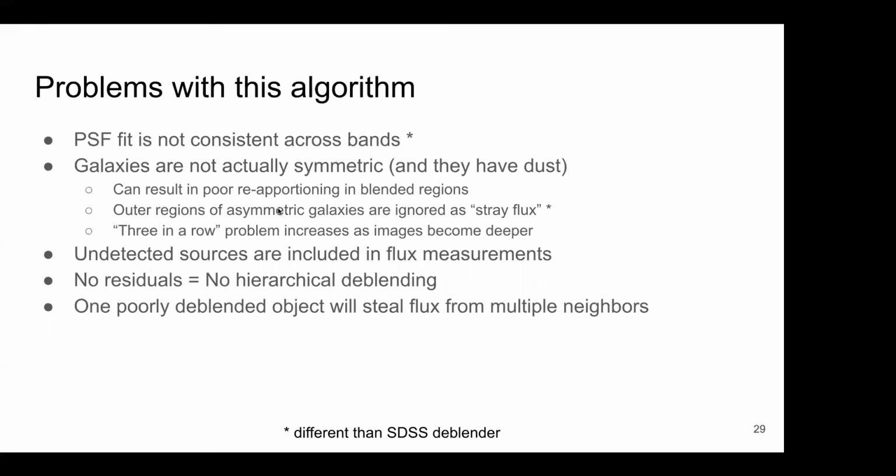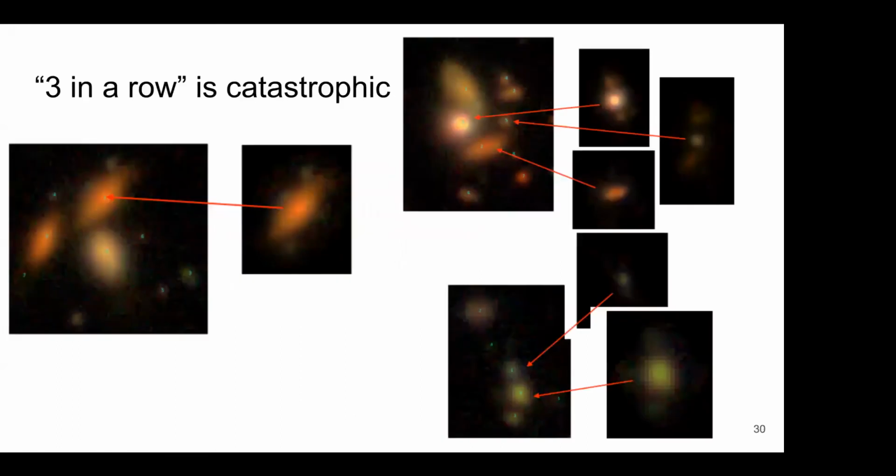And one poorly deblended object will steal flux from multiple neighbors. Here are a few examples of that, where you have one object that has galaxies on both sides. Now it's stealing light from both of those, but that means all of those sources also aren't including all the flux that they should, even though they were only blended on a single side. So this becomes a catastrophic failure mode for this type of deblender.